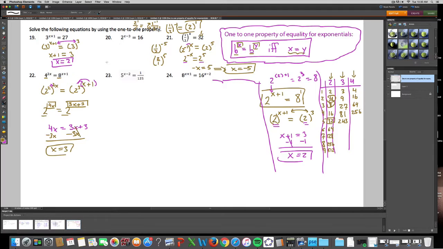And this would be something good for you to go plug back in and check. So with the one-to-one property of equality, what I want you to do is rewrite both sides so that they have the same bases, and then we'll work with their exponents from then on.